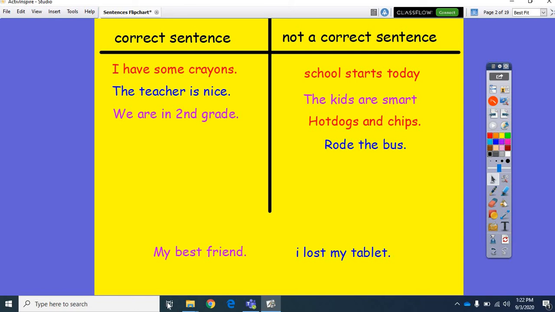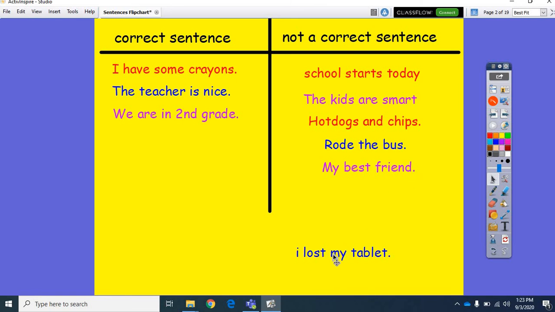Okay, so where do you think these two go? Yes, they are both not correct. You guys are right. My best friend, if I just said that to you, it's kind of like hot dogs and chips and rode the bus. It doesn't make any sense. You'd be like, well, what about them? My best friend is Sally. My best friend is coming to my house today. We don't know because you didn't tell the rest of it. So you've got to make sure that it makes sense, and that one didn't, even though they tried to trick you with a capital and an end mark. It wasn't a good sentence.